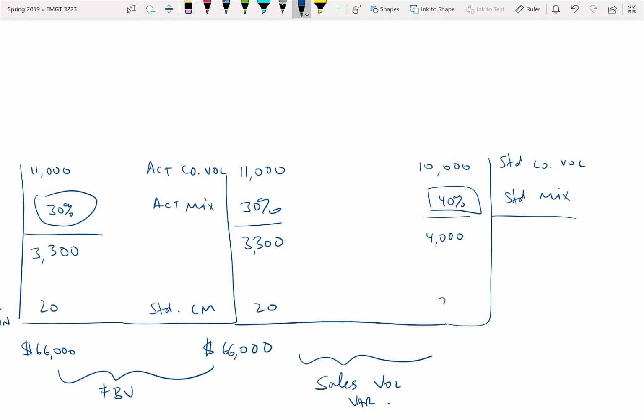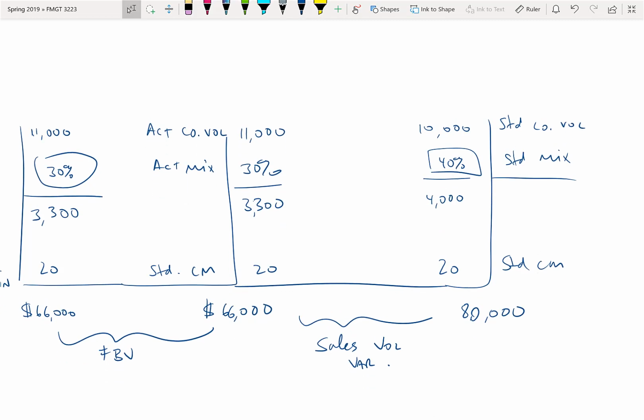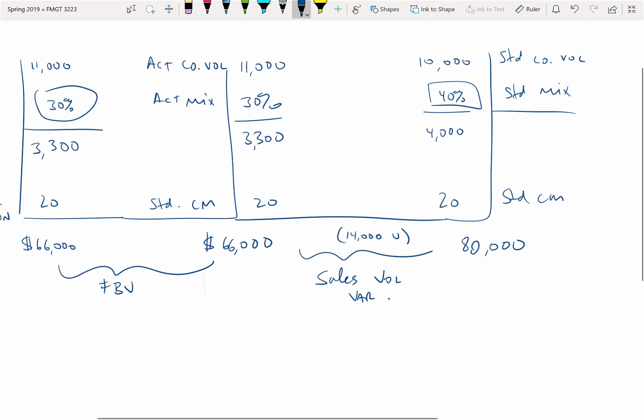4,000 tickets at $20 a ticket. This is our standard contribution margin here. Gives us a total of $80,000. Okay, and so the sales volume variance here is an unfavorable variance of $14,000. And it's unfavorable because we would have expected to have a total contribution margin of $80,000 when in fact we only earned $66,000.